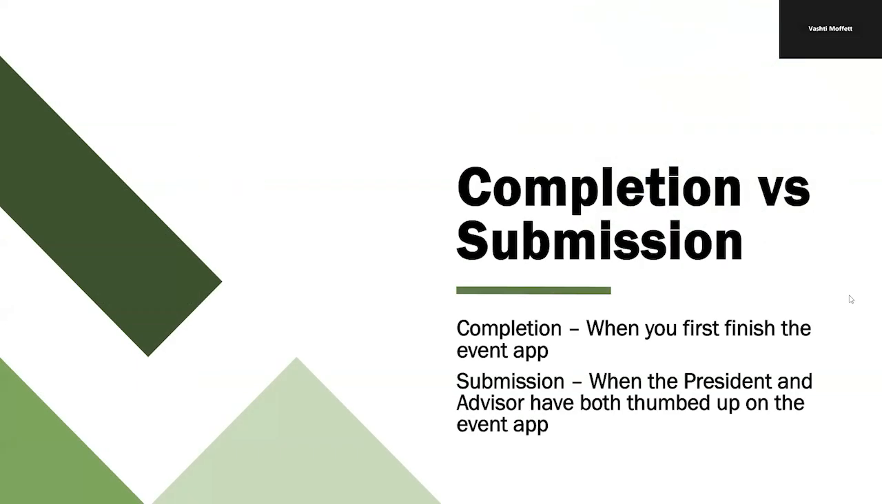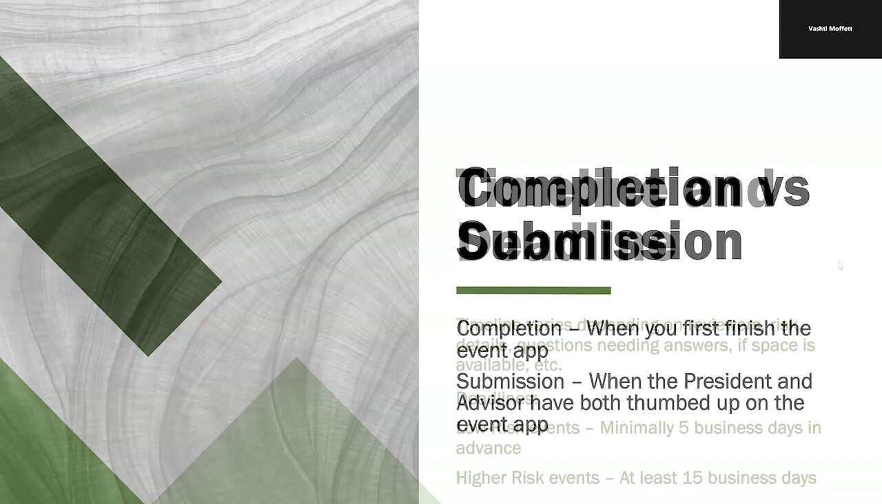All right, first, let's talk about the difference between completion versus submission. Completion means when you first finish the event app. Submission means when the president and the advisor have both thumbed up on the event application. So if you only have finished the event app, then that means that it is complete, but it is not given a full submission until the president and the advisor have both thumbed up on that event application.